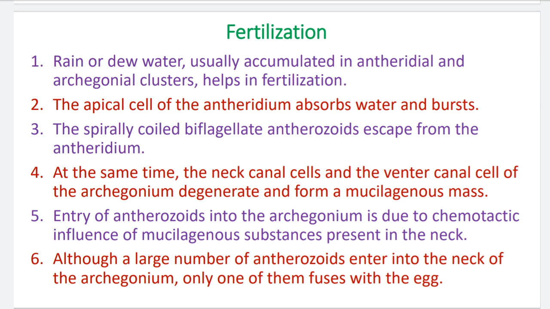Number 6. Although a large number of antherozoids enter into the neck of the archegonium, only one of them fuses with the egg. At the same time, many sperms enter the archegonium, but on a first come first serve basis, the first antherozoid reaches the egg and fuses with it, and the haploid male nucleus present in the sperm and the haploid female nucleus present in the egg fuse and a diploid zygotic condition is formed, and the zygote develops in the archegonium. Okay.